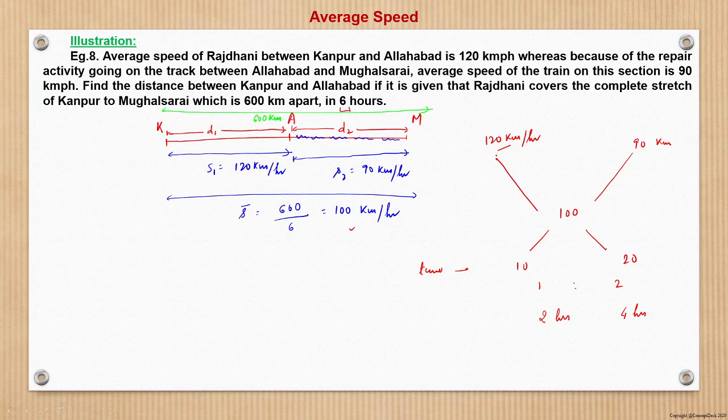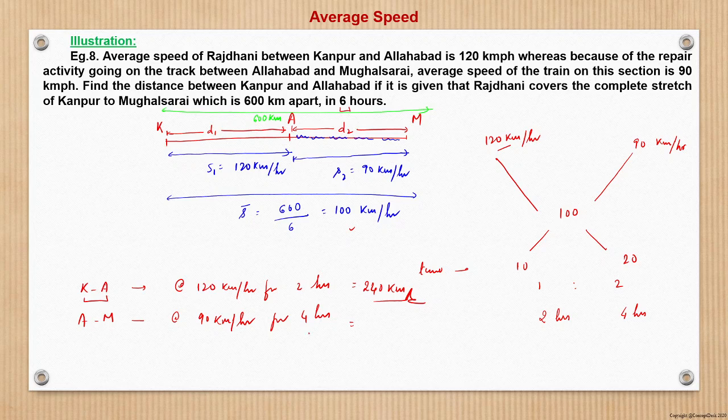So therefore, what happens? The Kanpur to Allahabad stretch is at 120 kilometer per hour for 2 hours, and the Allahabad to Mughalsarai stretch is at 90 kilometer per hour for 4 hours, right? To find the distance between Kanpur and Allahabad, it is 120 into 2, which is 240 kilometer. This is the answer. For Allahabad to Mughalsarai, the distance is 360 kilometer, 90 into 4. Sum total is 600, right?